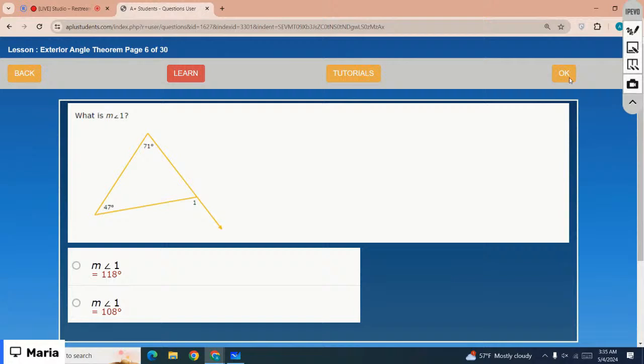What is the measurement of angle 1? Which is the correct option? That is 118 degrees. Option number 1 is the correct option.